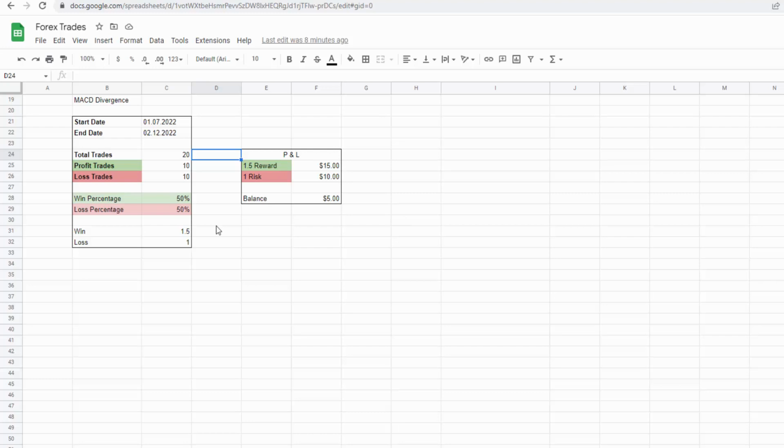So how do I feel about this strategy? Personally, I don't like it. And I don't like it because it doesn't produce many entry signals. And when it does produce entry signals, I mean, it's a flip of a coin. One way that you could make this easier is if you download a MetaTrader indicator that automatically detects the MACD divergences. But nonetheless, this isn't a strategy that I will personally use.